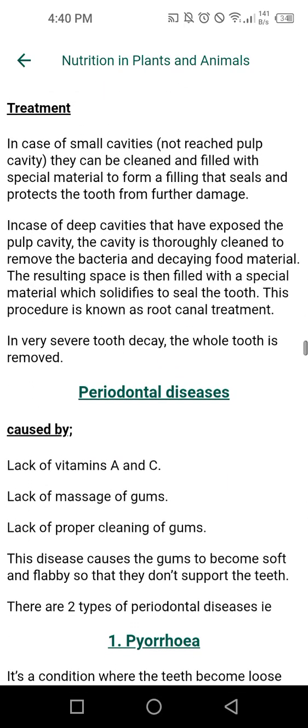Treatment. In case of small cavities, not reached pulp cavity, they can be cleaned and filled with special material to form a filling that seals and protects the tooth from further damage. In case of deep cavities that have exposed the pulp cavity, the cavity is thoroughly cleaned to remove the bacteria and decaying food material. The resulting space is then filled with a special material which solidifies to seal the tooth. This procedure is known as root canal treatment. In very severe tooth decay, the whole tooth is removed.